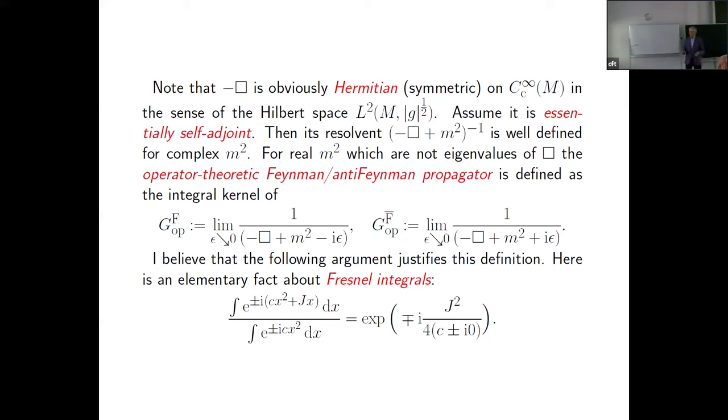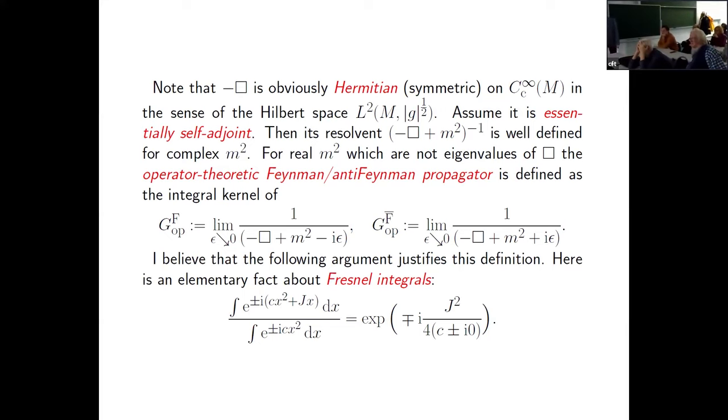But now assume that it is essentially self-adjoint. Then one can define its resolvent, at least if mass squared is complex, non-real. Then one can take the limit as epsilon goes to zero from above and from below. Suppose this limit exists. Then one can define something which I call the operator-theoretic Feynman propagator and anti-Feynman propagator by these limits. Now, this sounds very abstract, very mathematical, but this is actually quite reasonable.